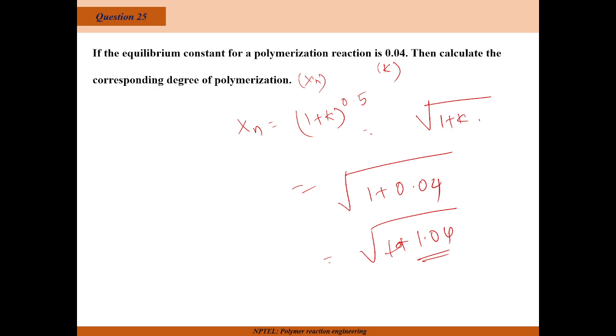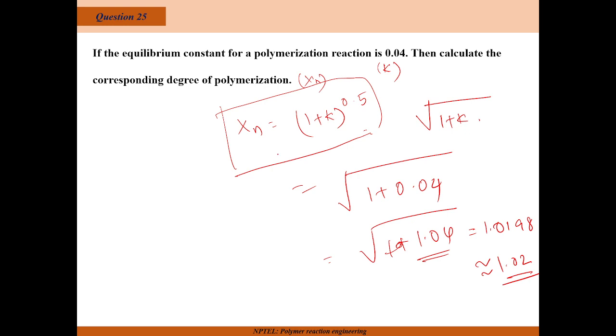So what should be the answer? It's 1.04 to the power 0.5. It comes around 1.0198, which can be approximated to 1.02. So the basic relationship between the degree of polymerization and the reaction rate is given by this one. In examination, they can ask in a reverse manner. They may give you the degree of polymerization Xn, and then ask you to calculate the value of K.